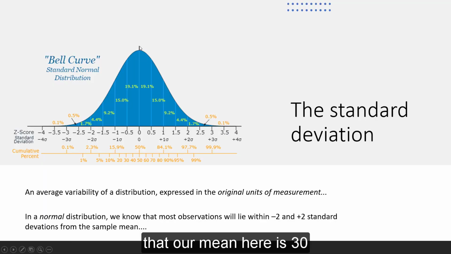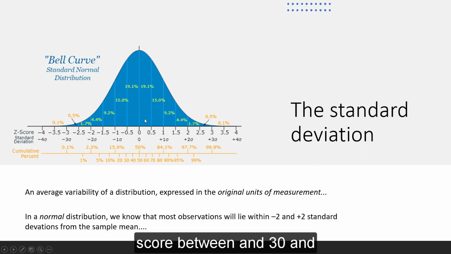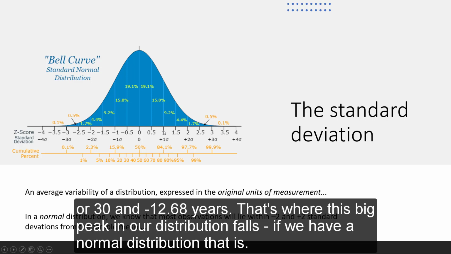So we would know that our mean here is 30, and that most people, or a lot of people, sorry, score between 30 and 30 plus 12.68, or 30 minus 12.68. So that's where this big peak in our distribution falls, if we have a normal distribution, that is.